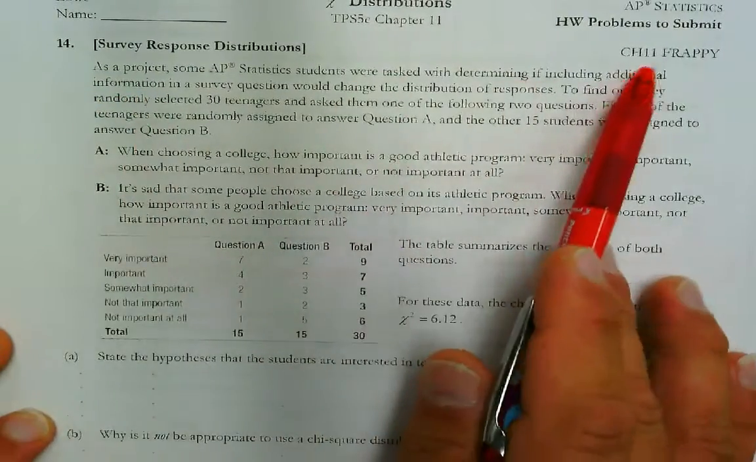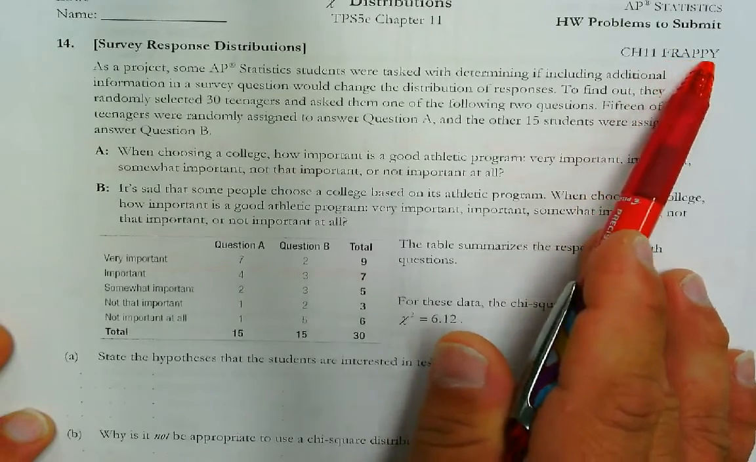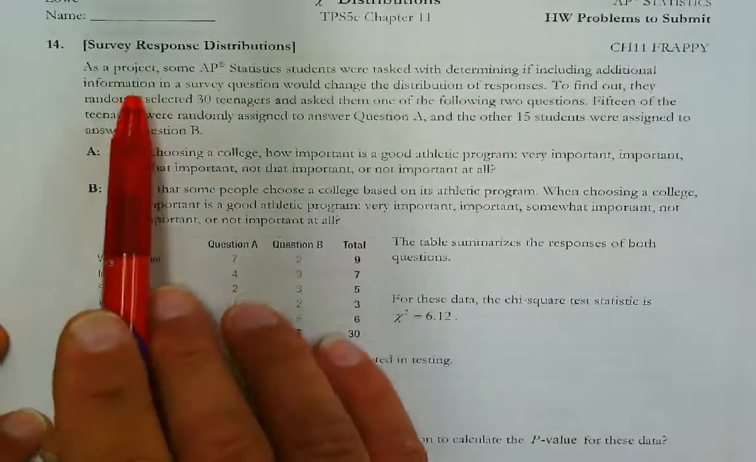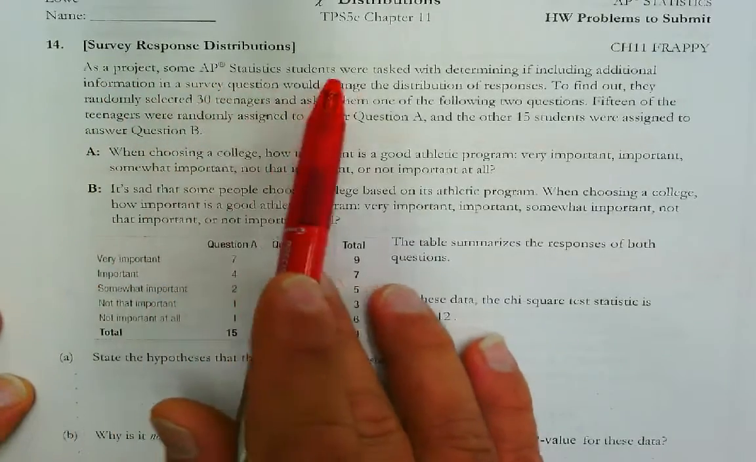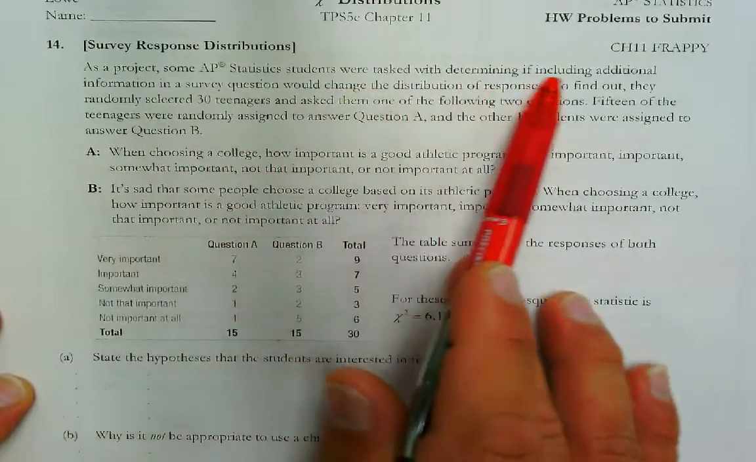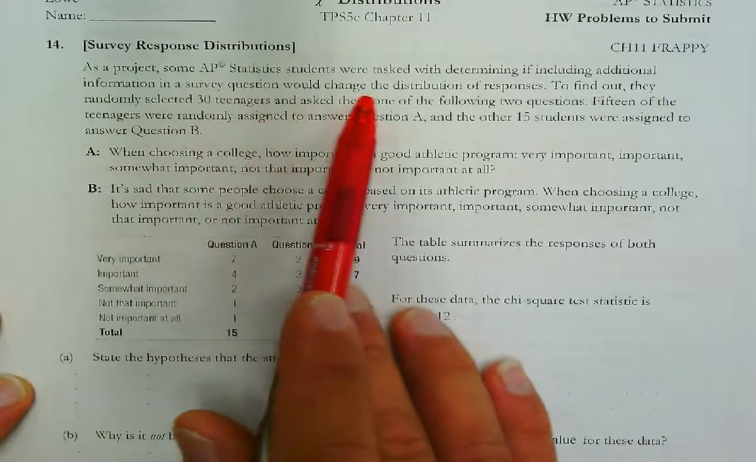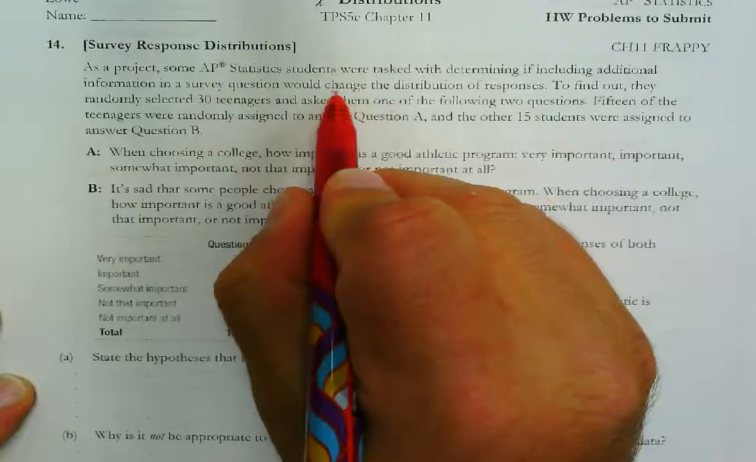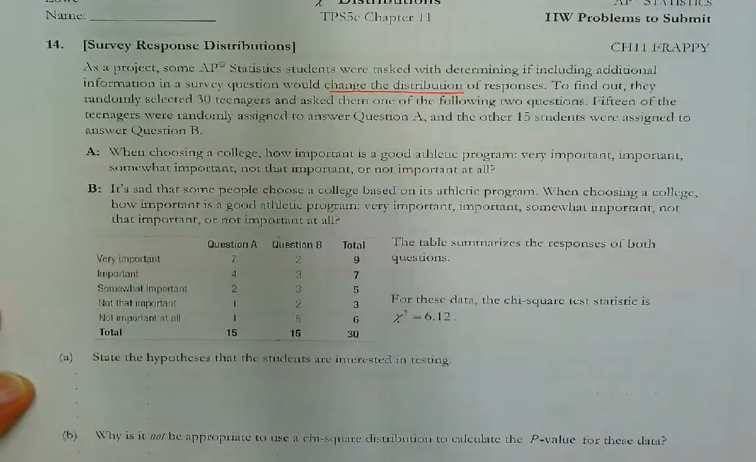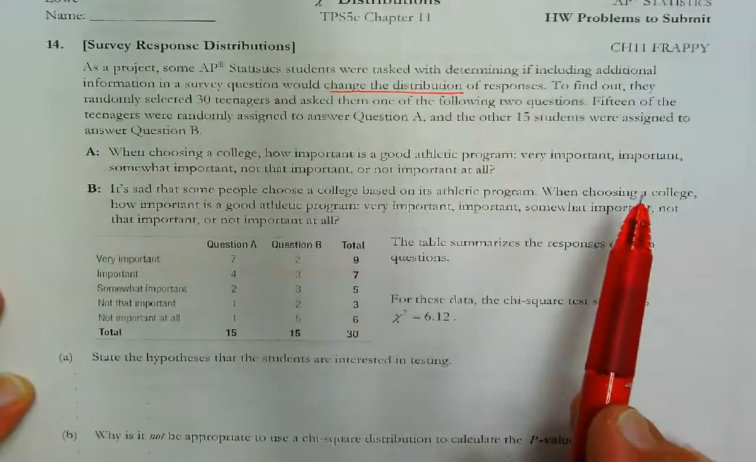This happens to be our Chapter 11 free response AP problem, our FRAPPY, right? Our setup here is that as a project, some AP Stat students were tasked with determining if including additional information in a survey question would change the distribution of responses. So we're looking at, are we changing the distribution? That's important to know.